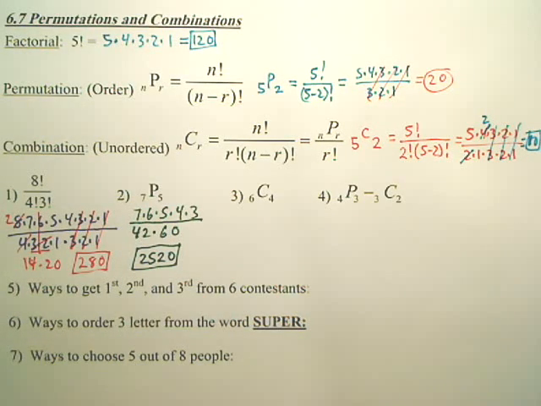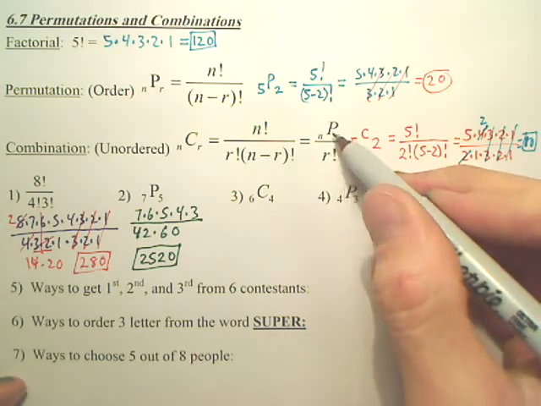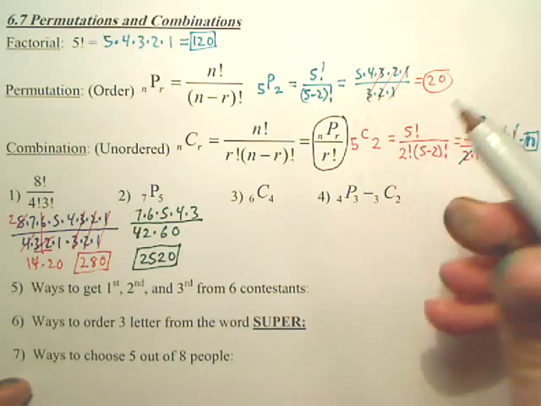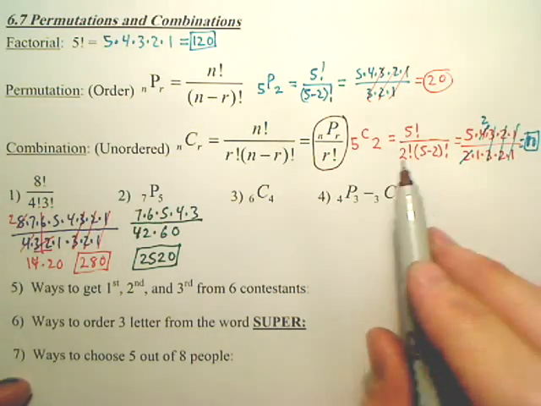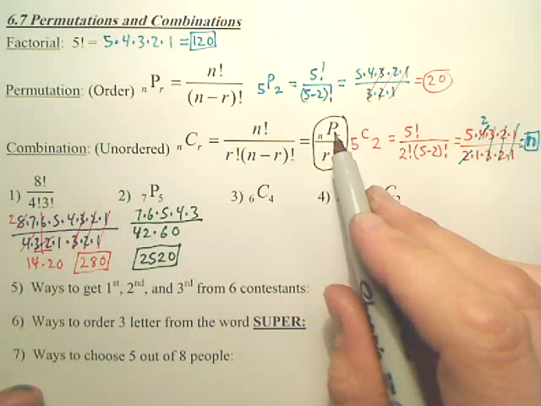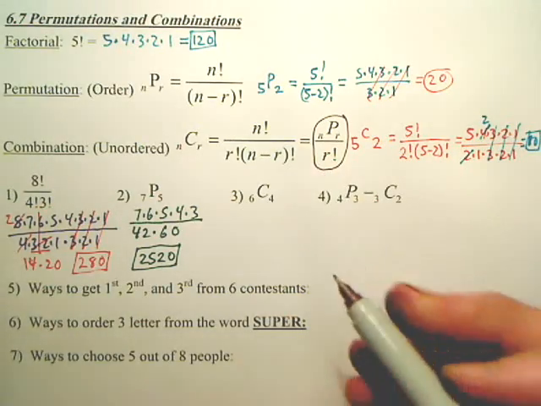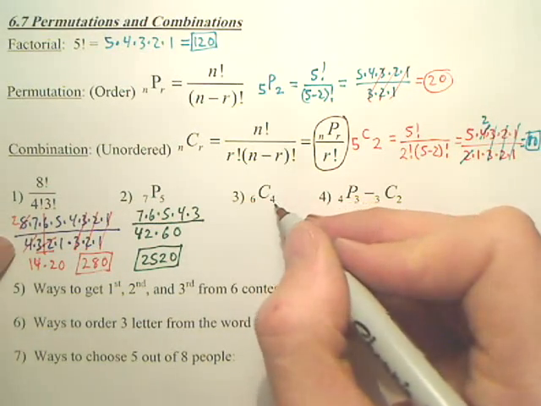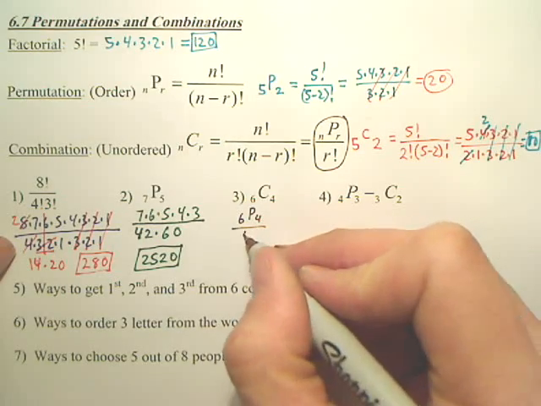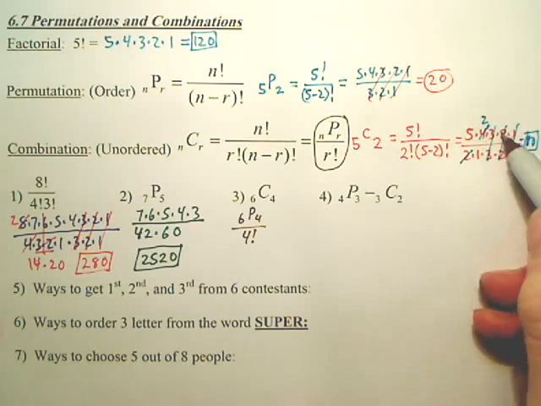Okay, next. 6C4, see what I said here for 6C4? This is a lot easier to deal with right here. It's a shortcut. Instead of doing this whole rigmarole, if we just make 6C4 6P4 over 4 factorial, meaning 6C4 is going to be 6P4 divided by 4 factorial. It's a lot shorter than dealing with this formula.